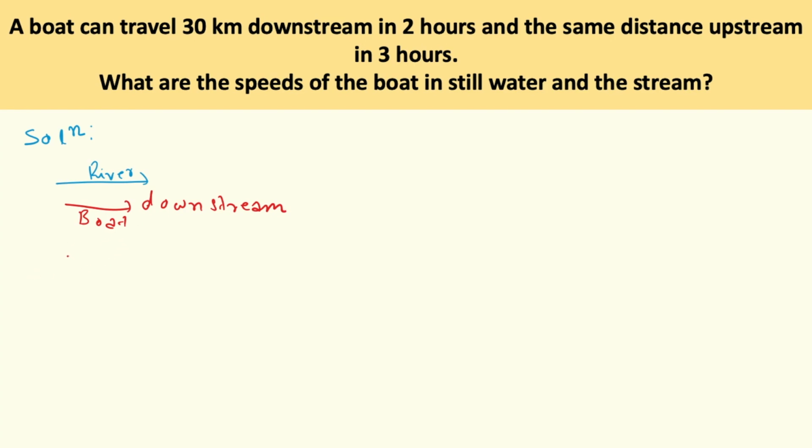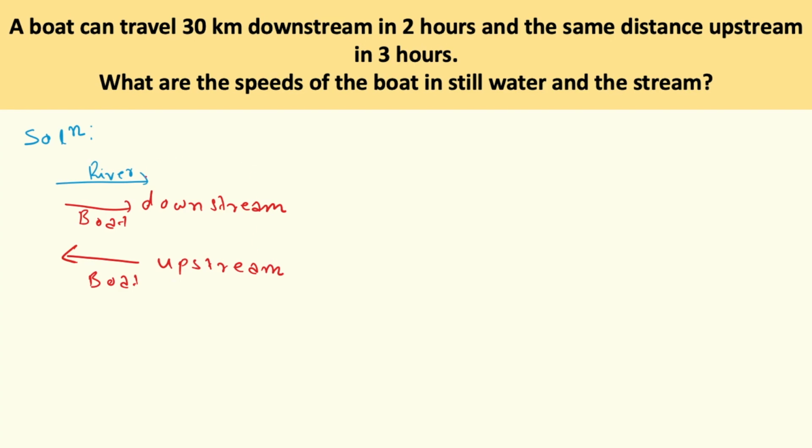Now, if the boat is traveling in the opposite direction, so if the boat is traveling in this direction, that means the river speed would be acting against the speed of the boat. Hence, this flow becomes upstream.